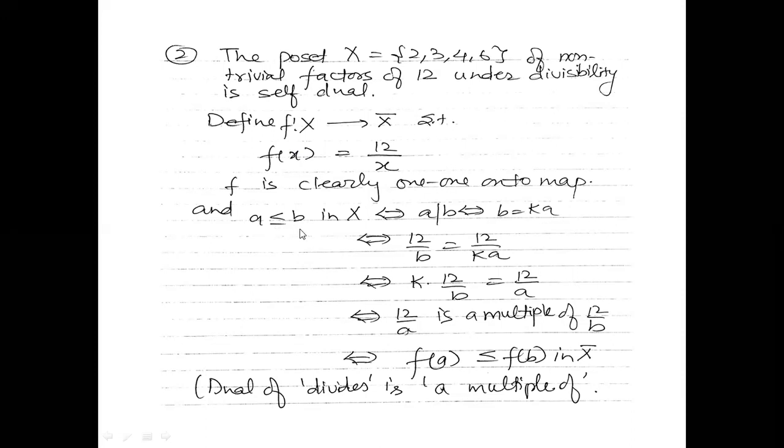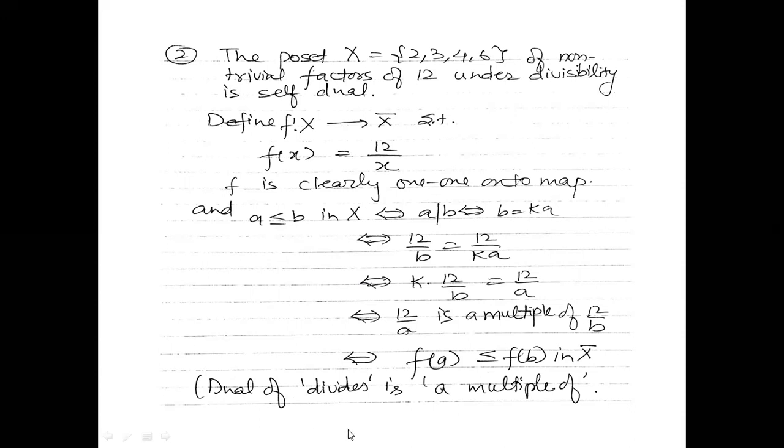So a is less than or equal to b in X if and only if a divides b, if and only if b is equal to k into a for some k, if and only if 12 upon b is equal to 12 upon a times k, so that is true. If and only if, just bring this k this side, k into 12 upon b is equal to 12 upon a, that means 12 upon a is a multiple of 12 upon b, if and only if f(a) is related to f(b) in X bar.